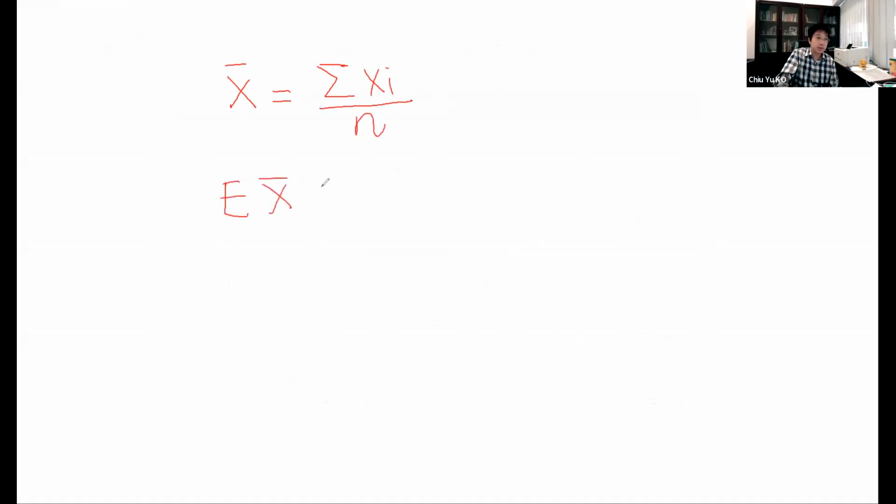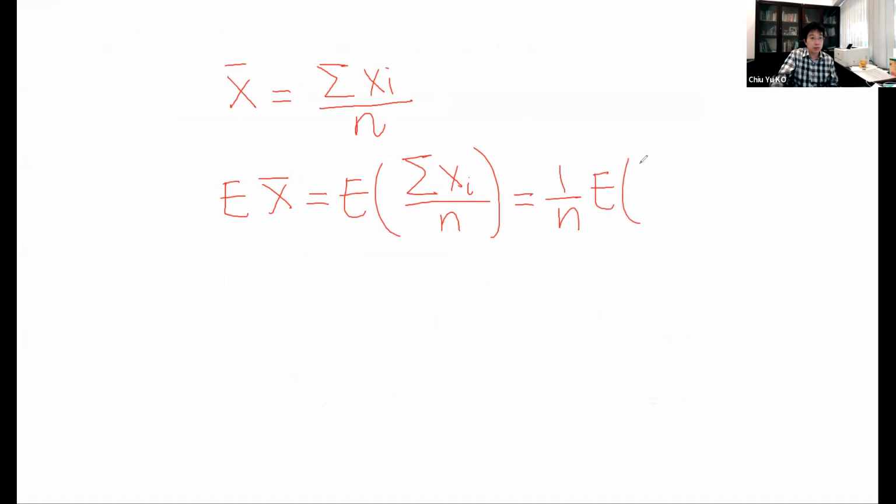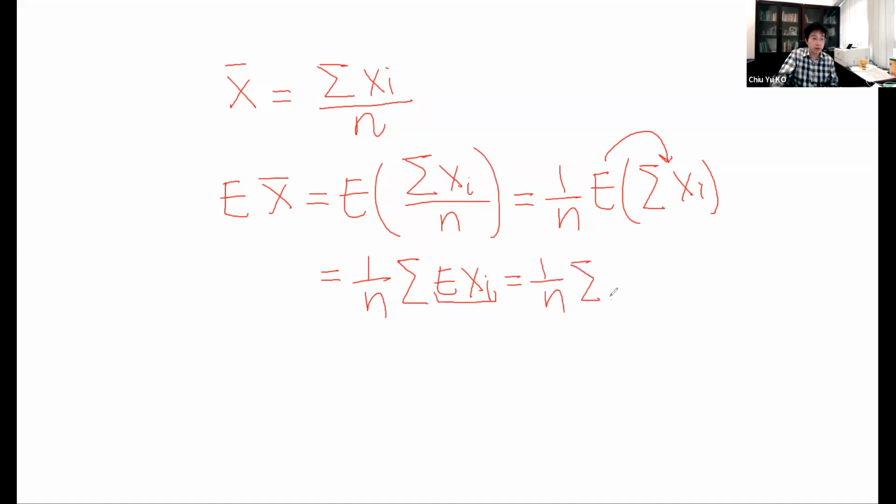So that means the expected x bar will be the expected summation of xi over n, okay? And 1 over n can be taken out, so 1 over n times the expected summation of xi, okay? And the expectation can be put inside, so 1 over n times the summation of expected xi, okay? And because it is a simple random sample, these are all mu, okay? So the summation of mu, and there are n of them, so n mu over n, so that is mu. Okay, so that is the proof of why expected x bar is mu. I think we proved it in the last class.